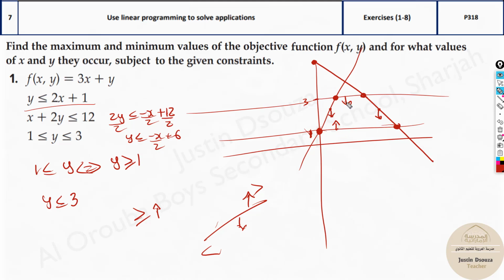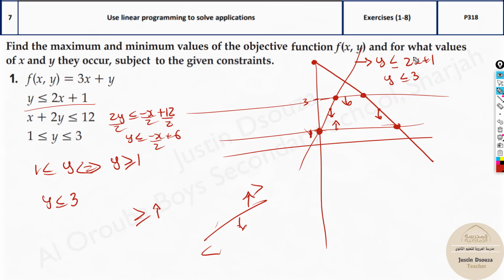But the actual way is simple. What is this equation? This equation is the first one: y is less than or equal to 2x plus 1. Which lines is it touching? It's touching this line and this line. So we need to find the intercept. You can use the calculator or you can just see over here. What is this particular line? It is y is less than or equal to 3.